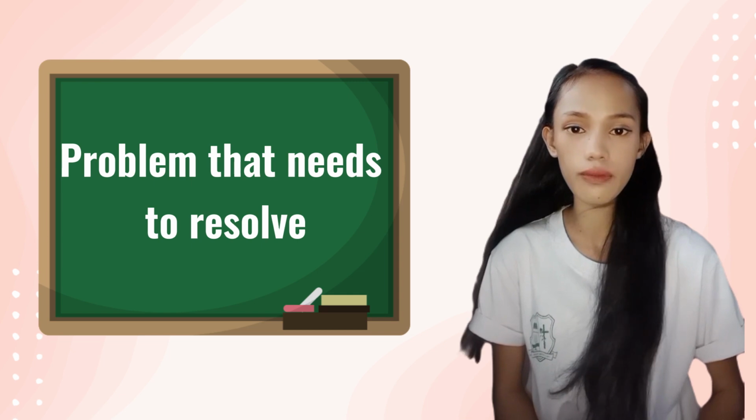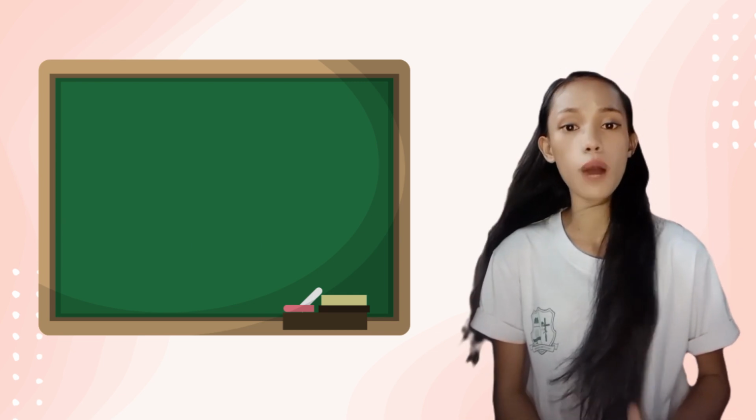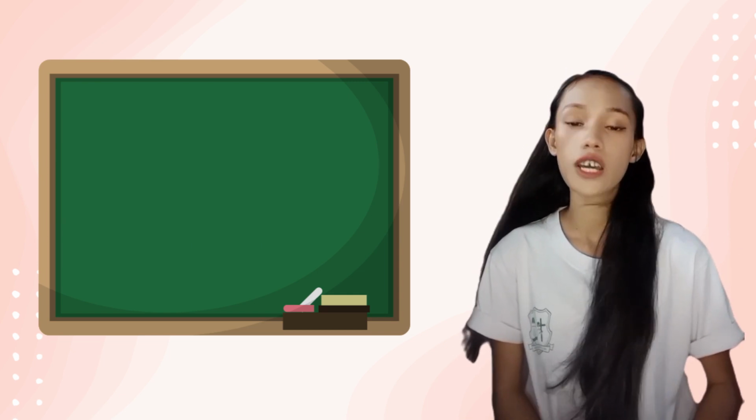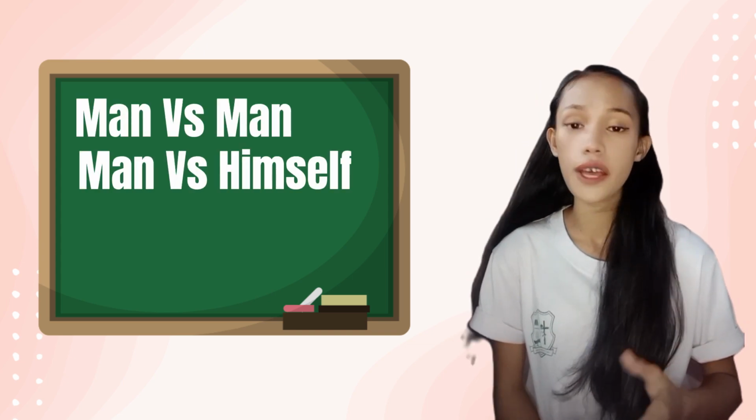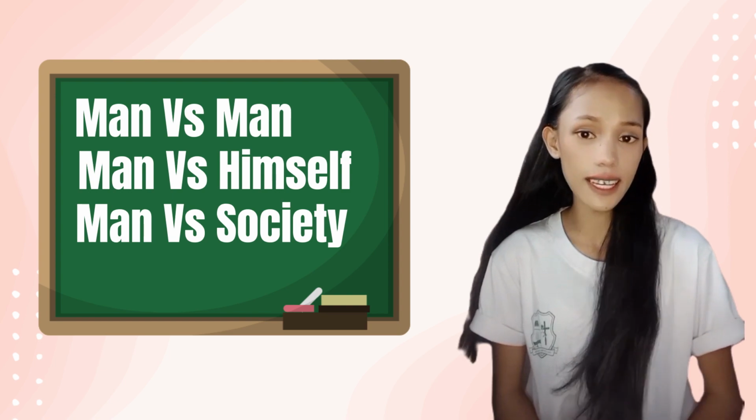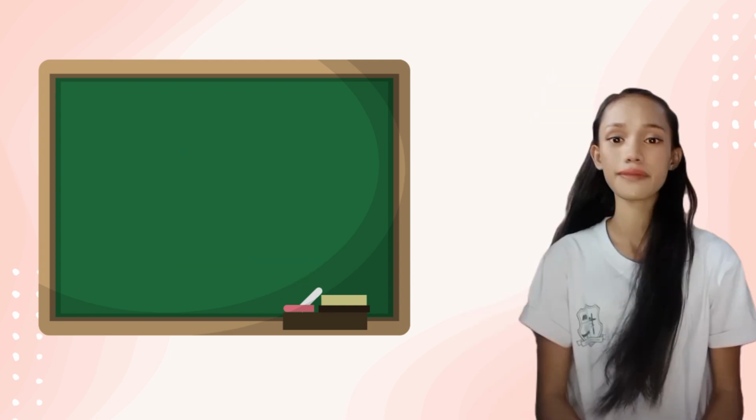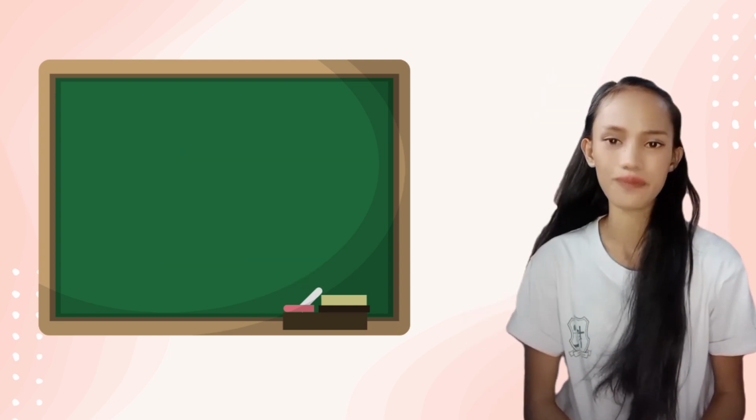be resolved. There are different types of conflict commonly found in stories, such as man versus man, man versus himself, man versus society, and lastly, man versus nature. Now let's take a look at each one.